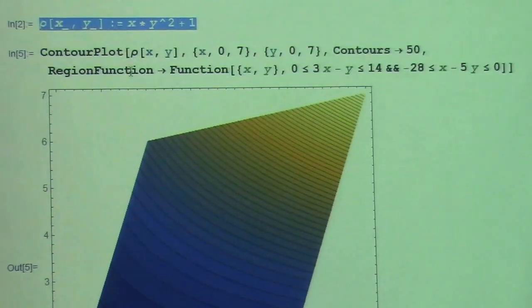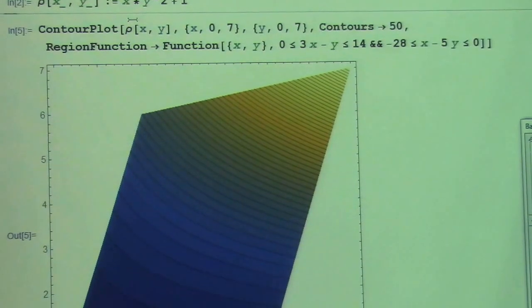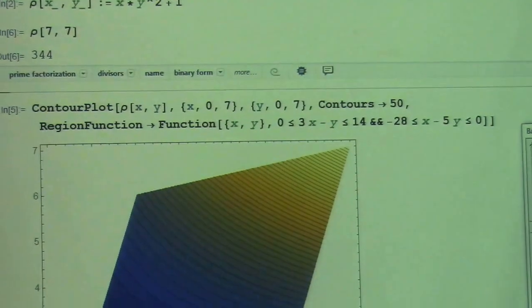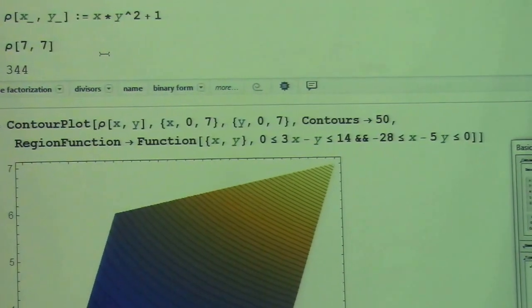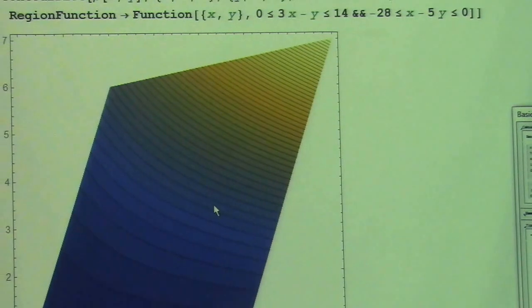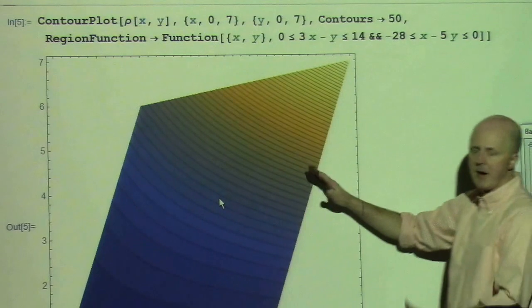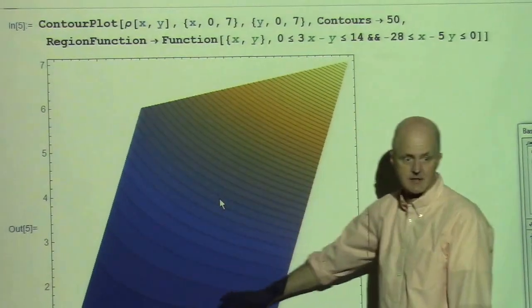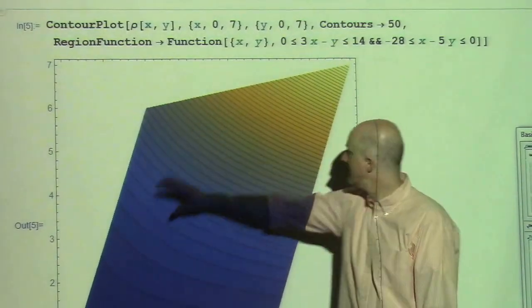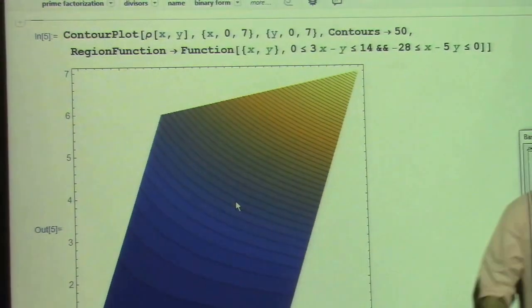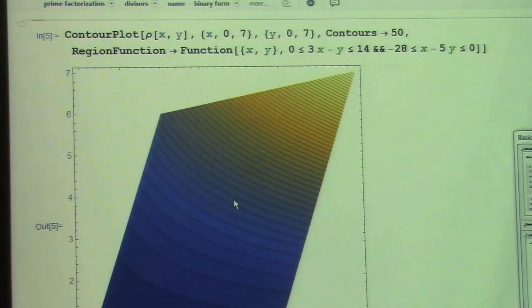I guess we can do rho of 7, 7 to find it out. Rho of 7, 7. In the upper right corner, the density is 344 grams per square centimeter. So what's the average value? Well, the vast majority of the parallelogram has densities that are in the lower region. It's these lighter shades that are higher. A large chunk is in the lower values, probably under 100. In the last class, I guessed that the average density, I said, oh, it's probably 50, 60, 70, 80, something like that.